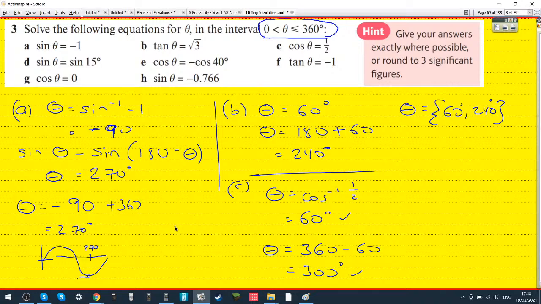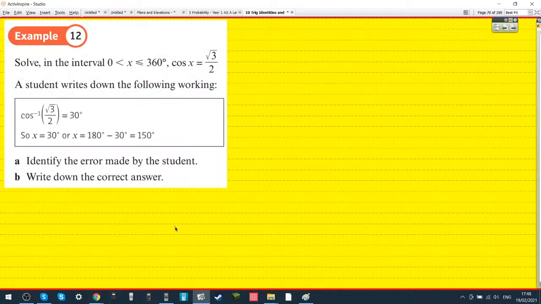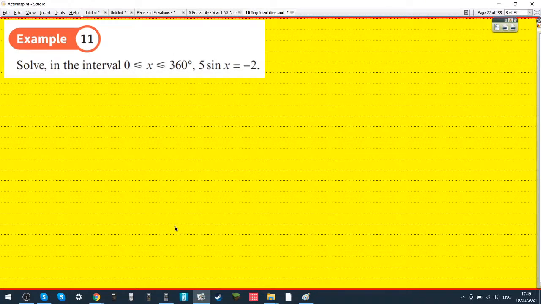I'm trying to see. I think I'll just leave the rest of these. There's some stuff. A student makes an error. That's all right. Yeah, let's try this.